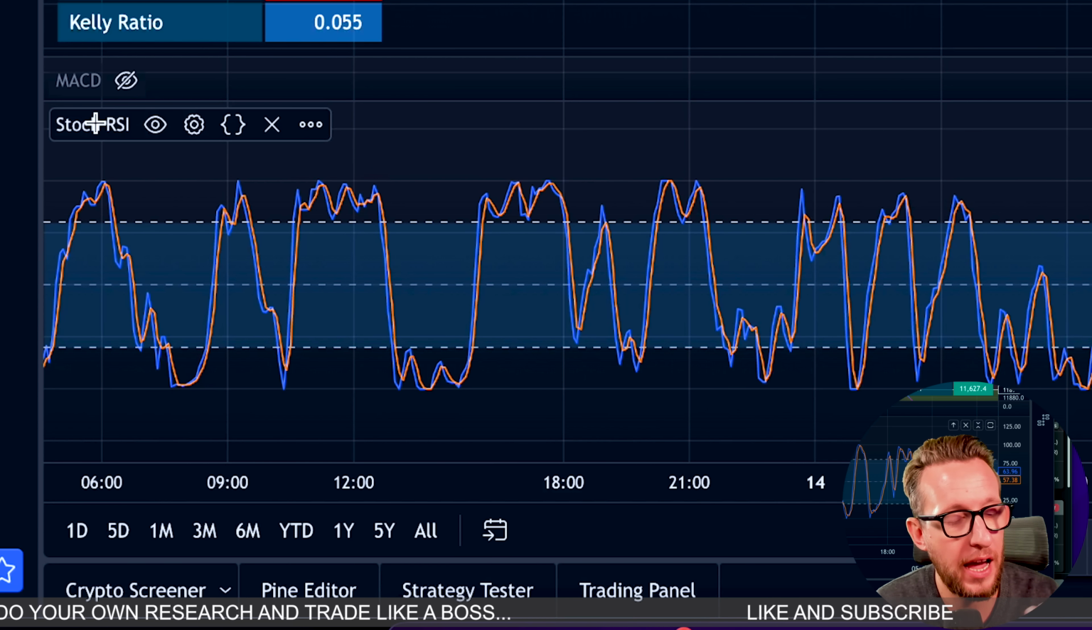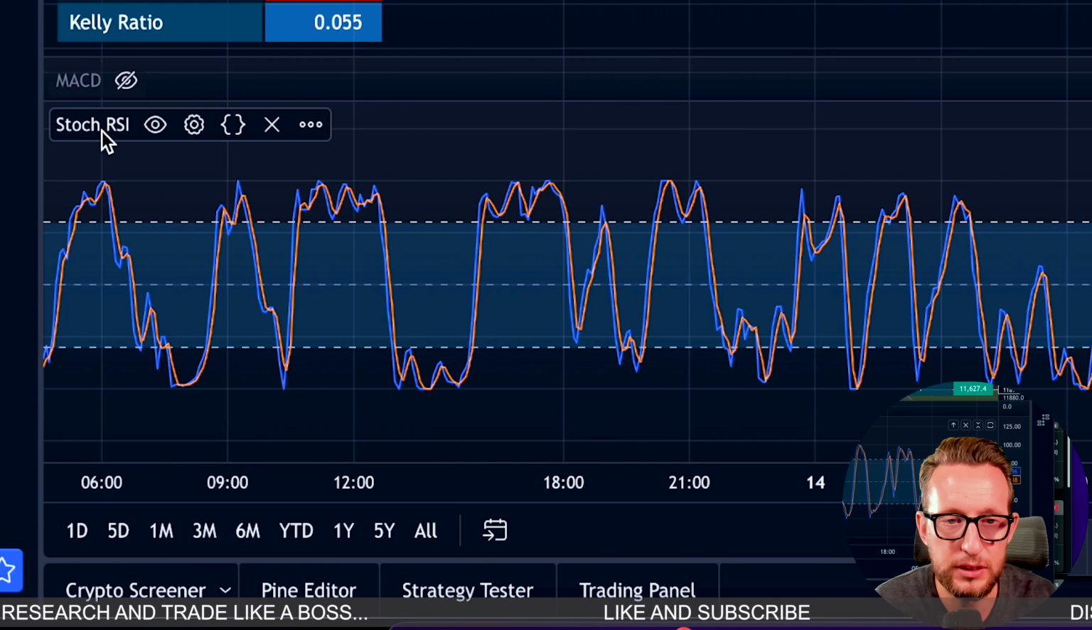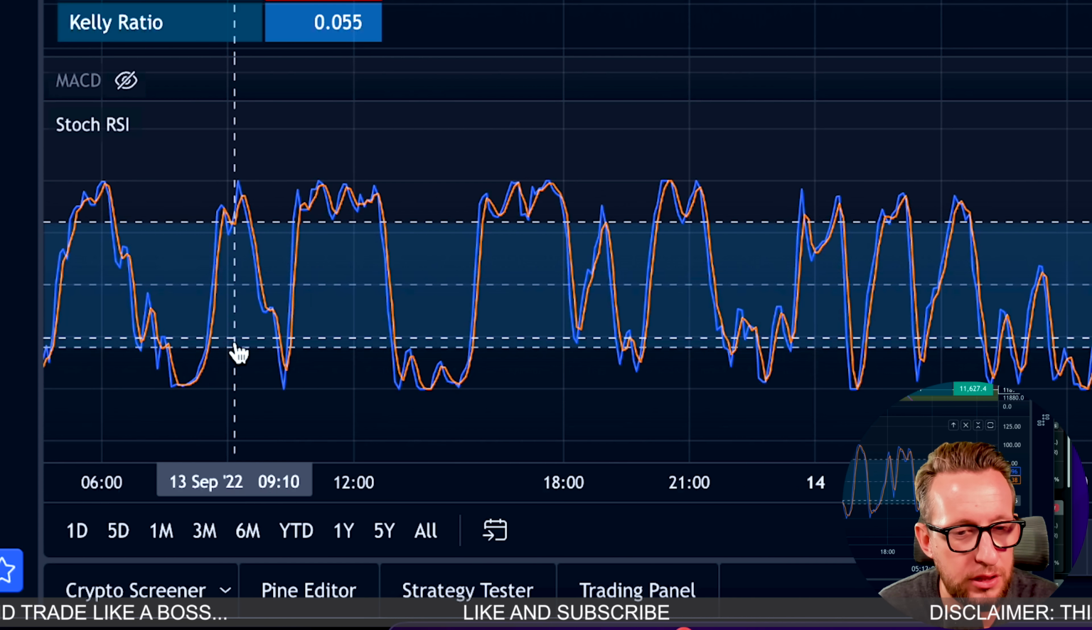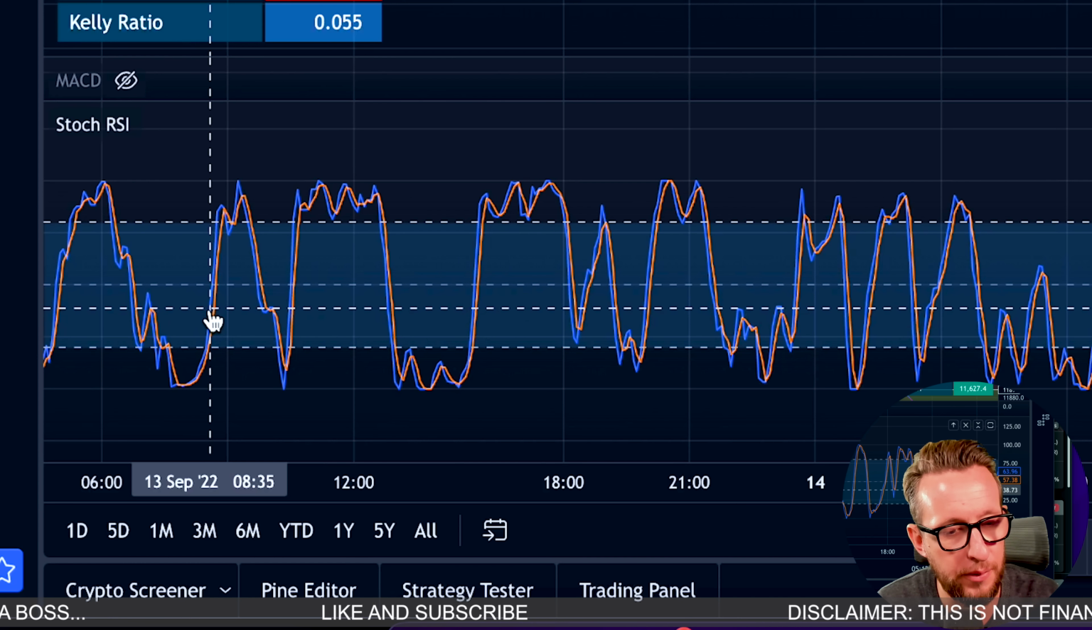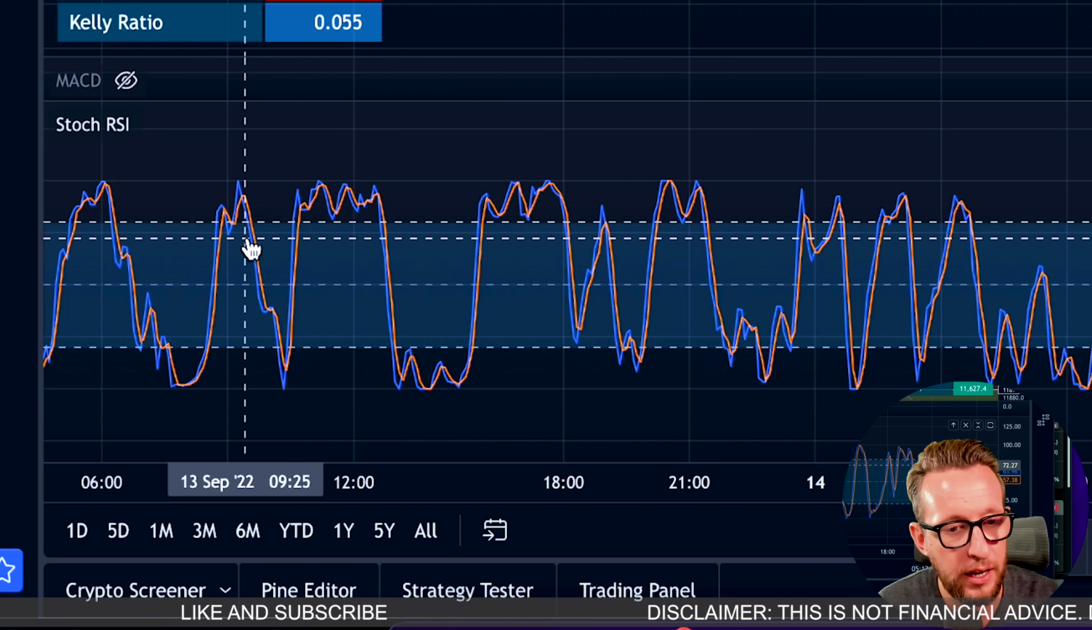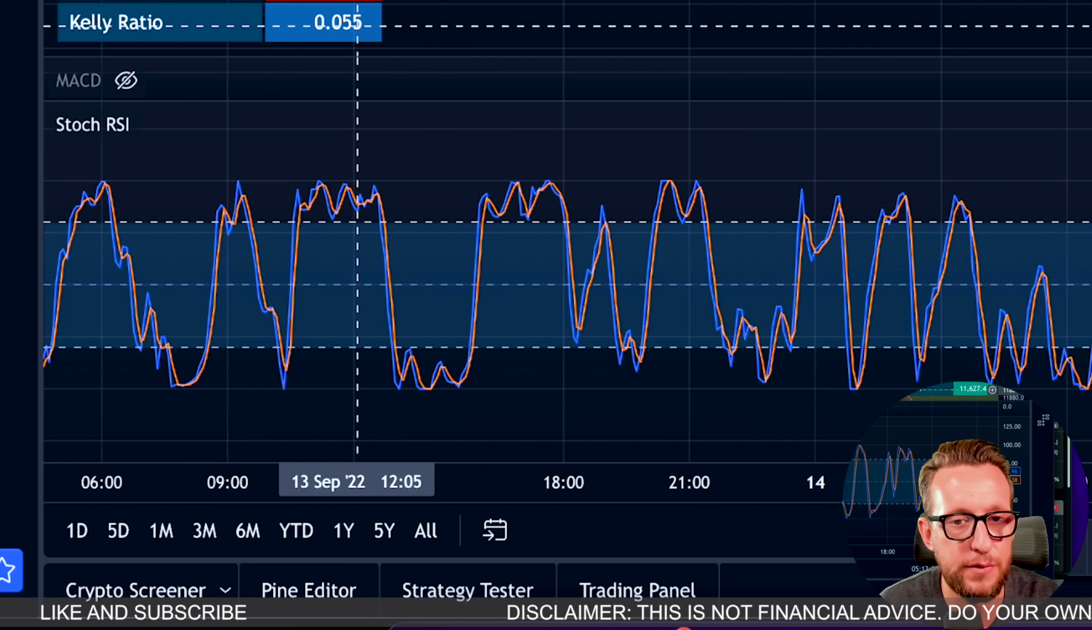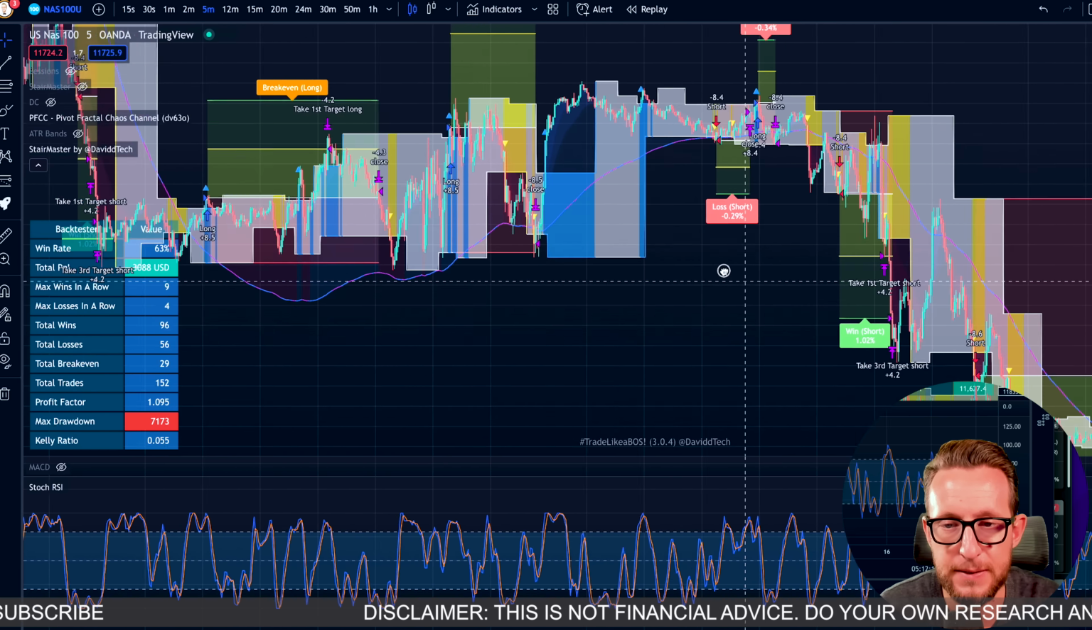We have also integrated the stock RSI because I noticed in her most recent video that she looks for this orange line to be below the blue line for a long, and the orange line to be above the blue line when looking for a short. So we'll backtest that as well.